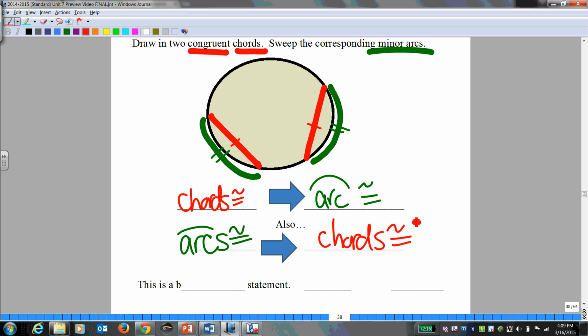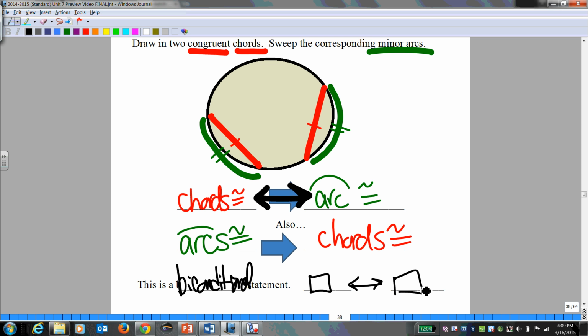The converse is also true. If the arcs are congruent, the chords are congruent. Since it's true going both directions, we call this a biconditional statement. It means whatever the statement is, it's true reading one way, and the converse is also true. That's called biconditional.